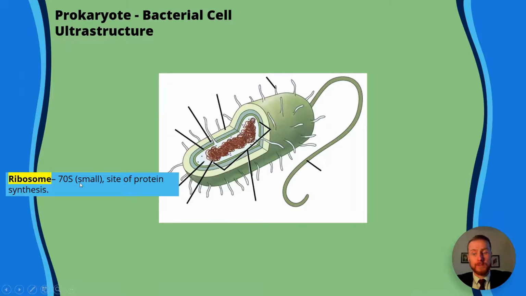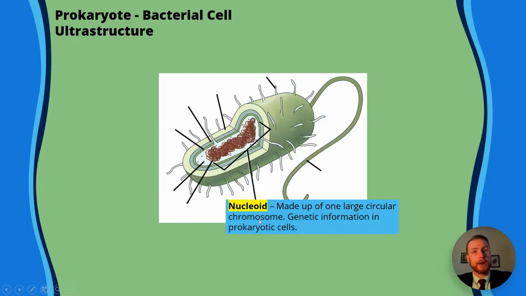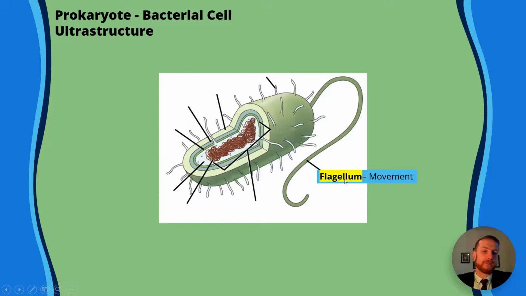We have ribosomes within them, and remember, they have 70S ribosomes because they're smaller, and that again is the site of protein synthesis. We also have a nucleoid within the bacterium. Now, that's the genetic material, and it's circular, and it doesn't have a nuclear envelope around it. We then have the flagellum. Now, that's used for motility, meaning that the bacterium can move using the flagella.